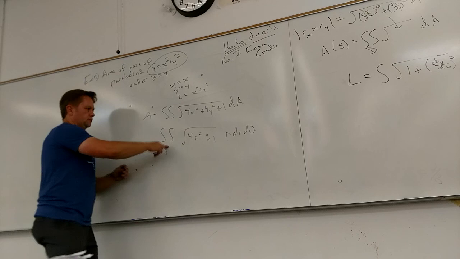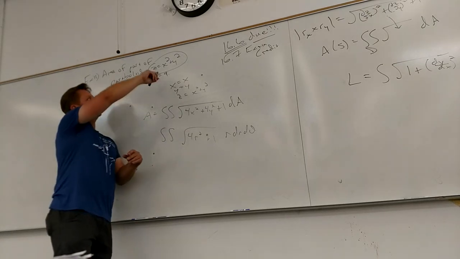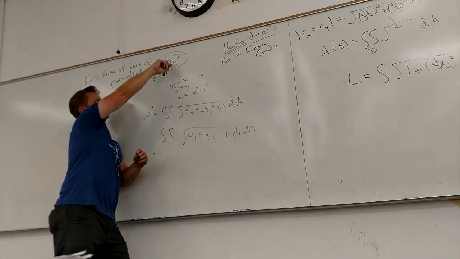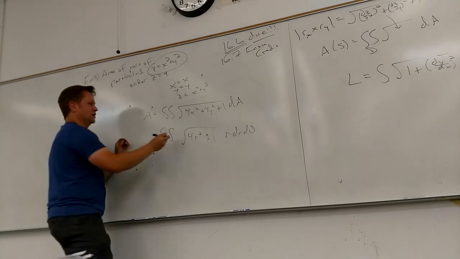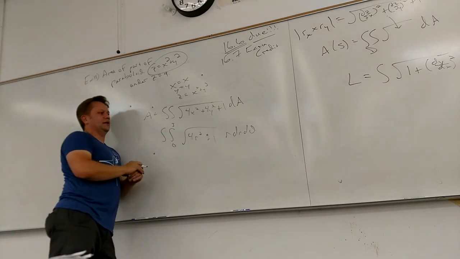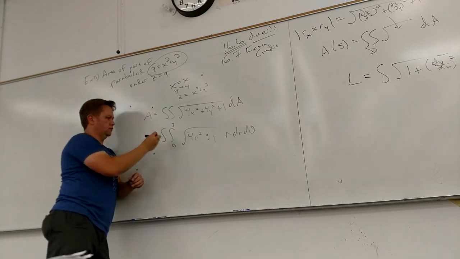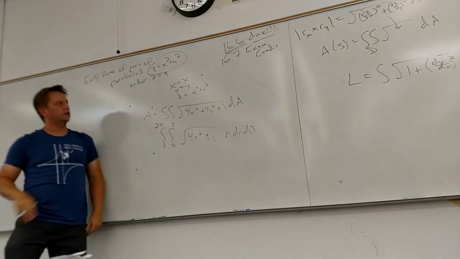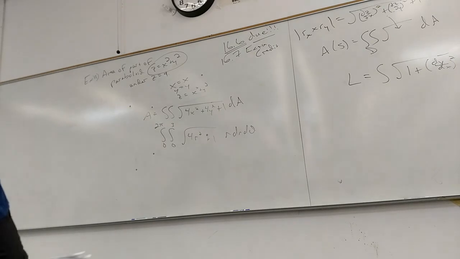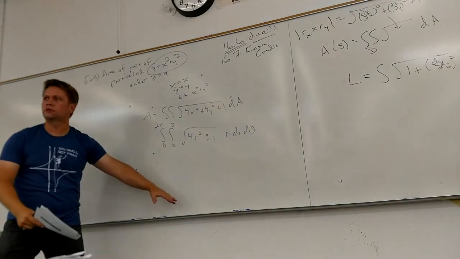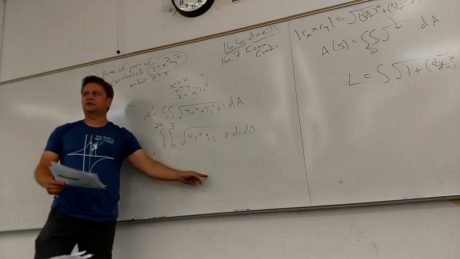And my limits here would be what? 0 to 3 for r. Yeah, because z equals 9. So at the top it's going to be 9 equals x squared plus y squared. 3. And of course theta is going to be the full circle. You're like, just shut up and put a 3. Okay. I'm not even going to do that. See, I never finish examples. But if you can't do that, you don't belong here.